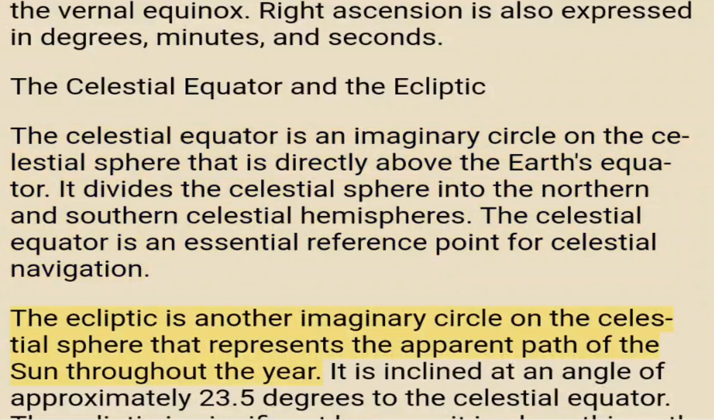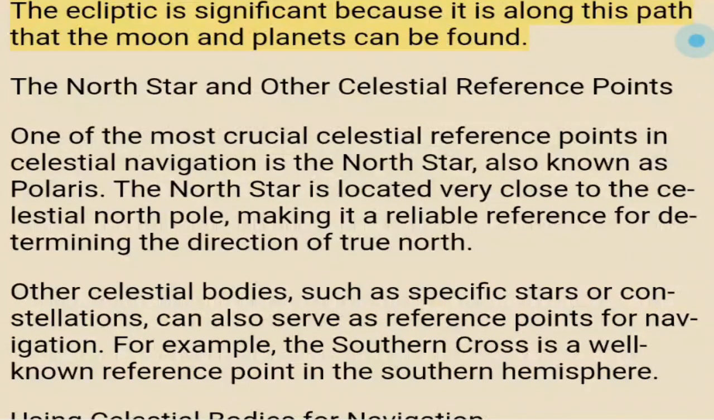The ecliptic is another imaginary circle on the celestial sphere that represents the apparent path of the Sun throughout the year. It is inclined at an angle of approximately 23.5 degrees to the celestial equator. The ecliptic is significant because it is along this path that the Moon and planets can be found.